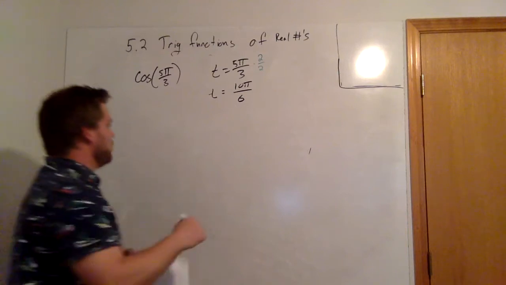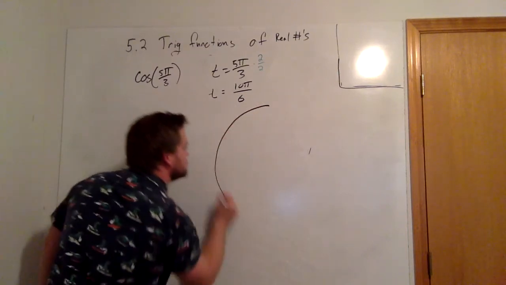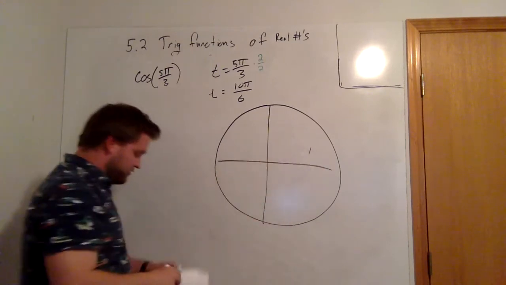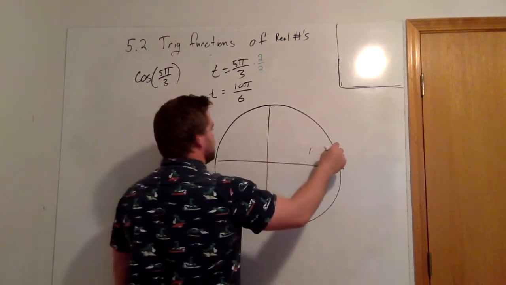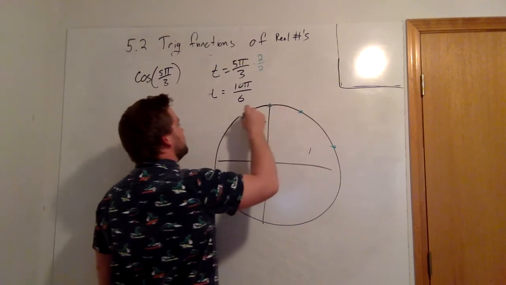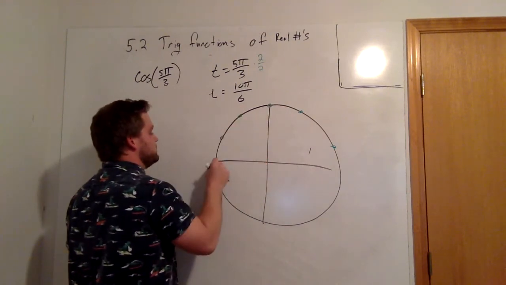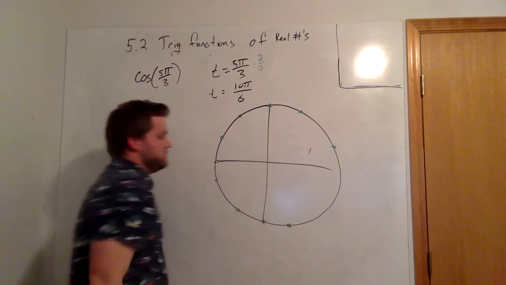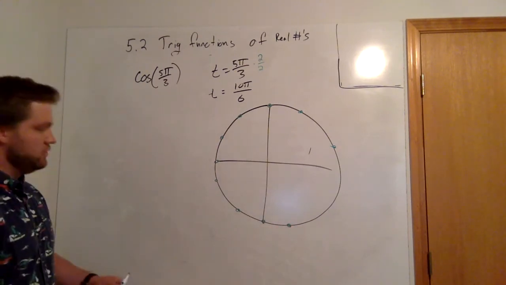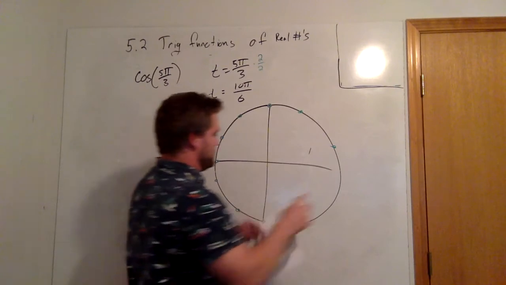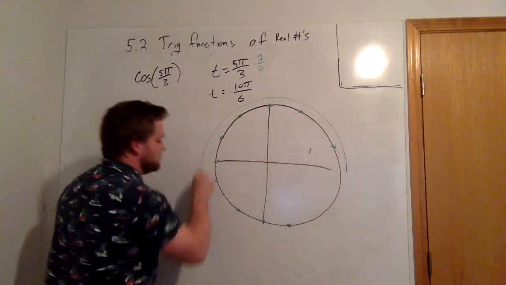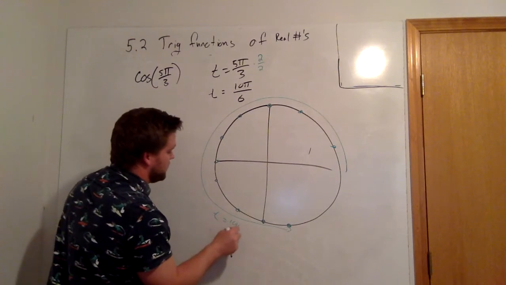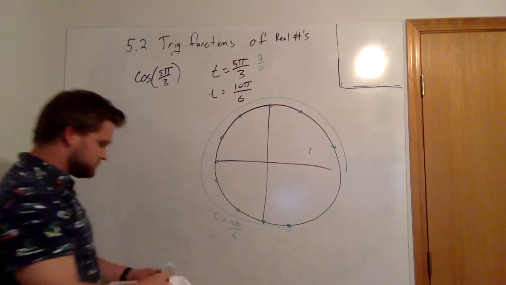So let's draw a picture. We're always going to draw a picture. Okay, let's see where we're at. So I need to count 10 increments of pi over 6. So 1, 2, 3, 4, 5, 6, 7, 8, 9, 10. So this is where we are on the unit circle. Okay, so we've traveled a distance t of 10 pi over 6.